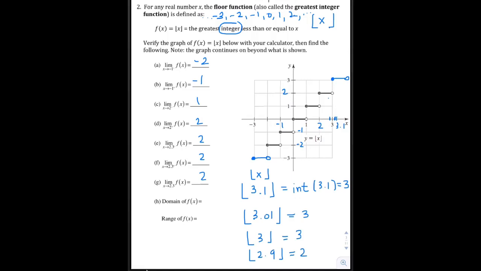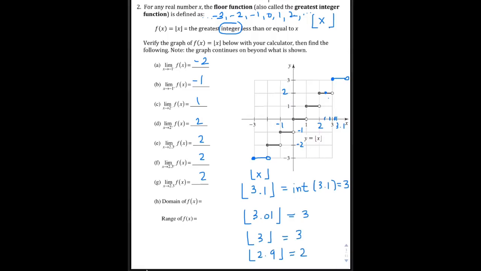But suppose that I'm at 2.3 here? 2.3 would be right there, right on this step. If I approach this from the left or the right, I'm still at that same height, that y height of 2. So these would all be the same.